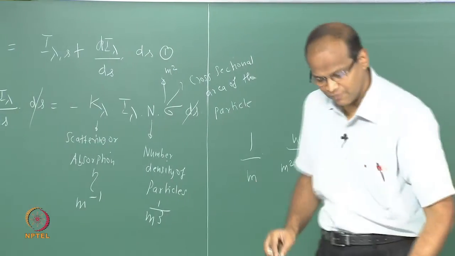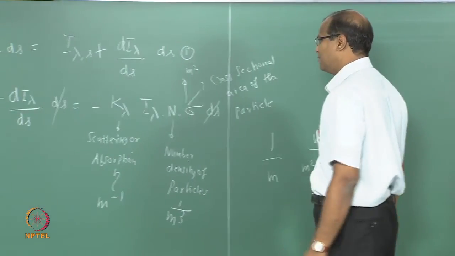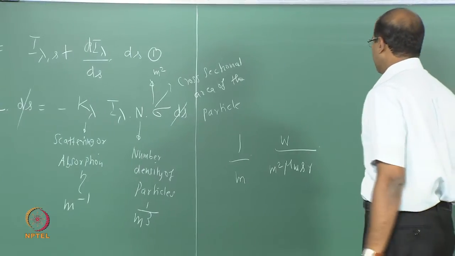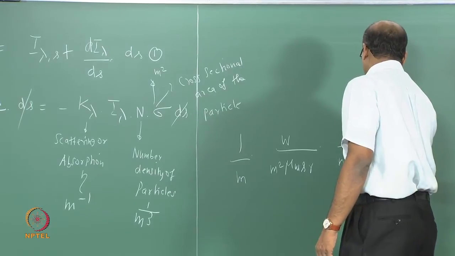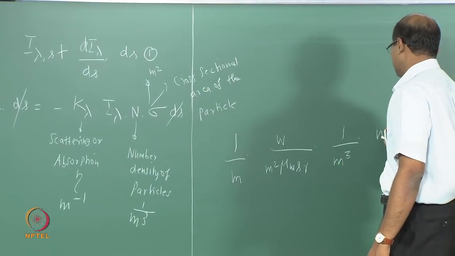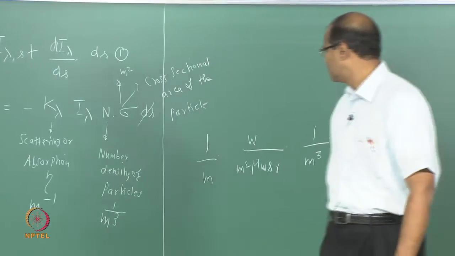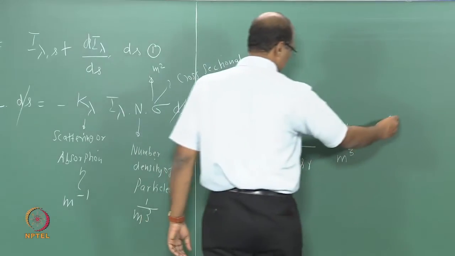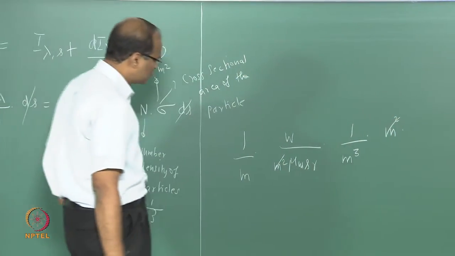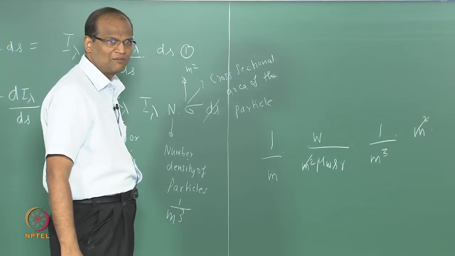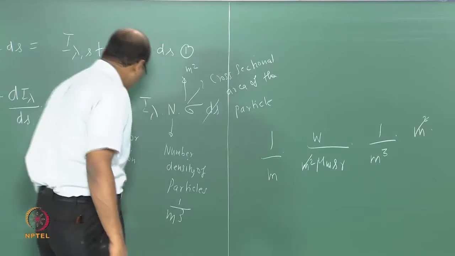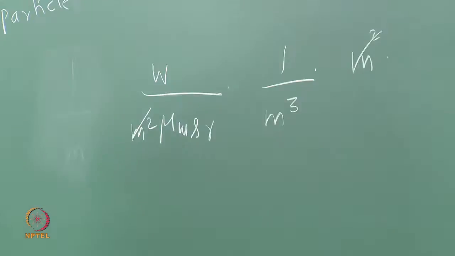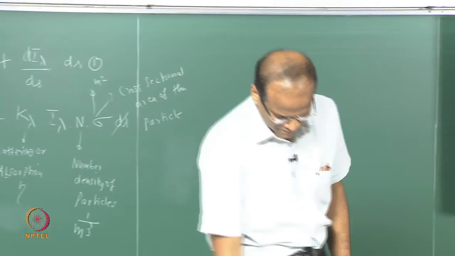Scattering or absorption, let us figure out. I think I made a mistake. Let us figure out. So, watts per meter square micrometer steradian, n is 1 by meter cube, sigma is meter square. Correct? What do you get? Watts per meter to the power of 4, micrometer steradian. It is not balancing. So the scattering efficiency should be dimensionless, correct? Then it is watts per meter cube, micrometer steradian. Okay.